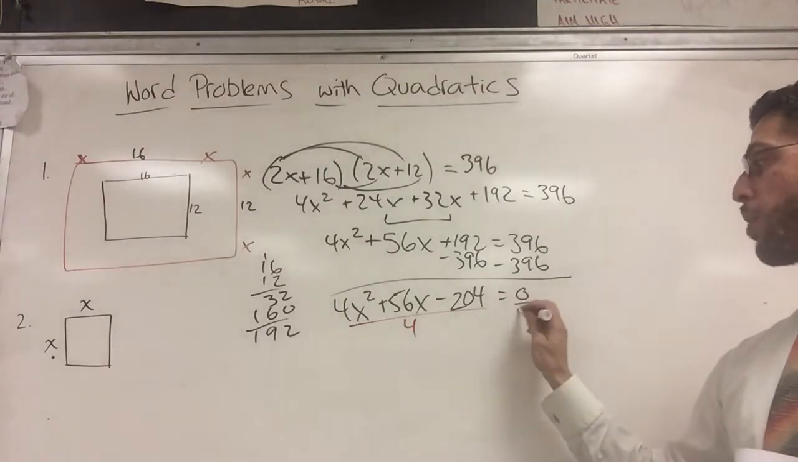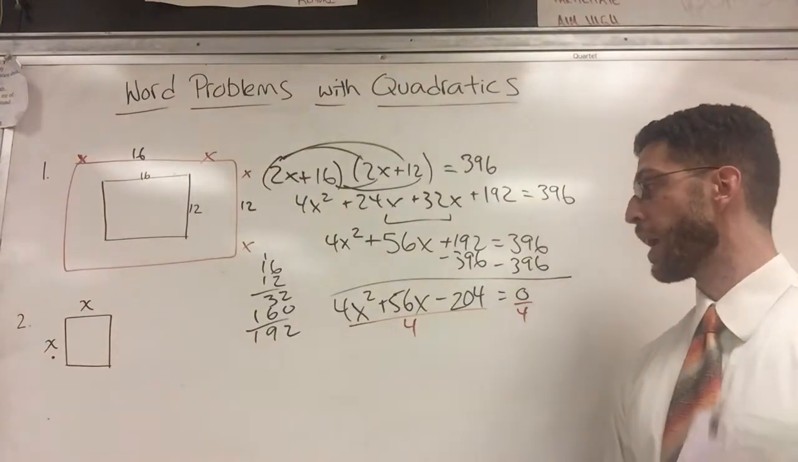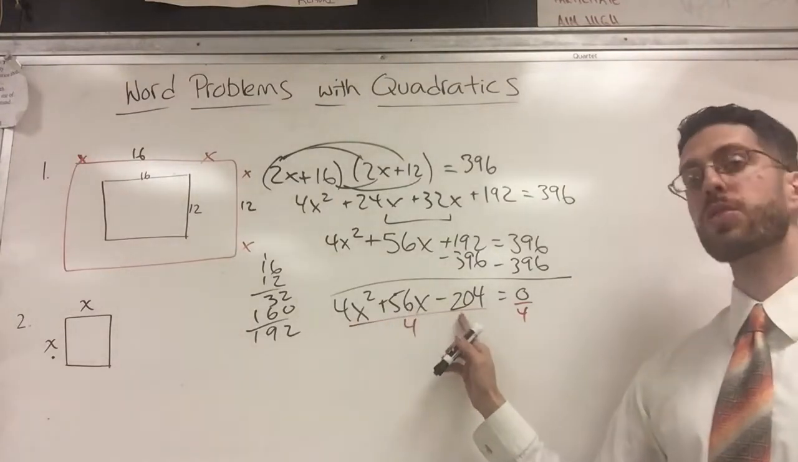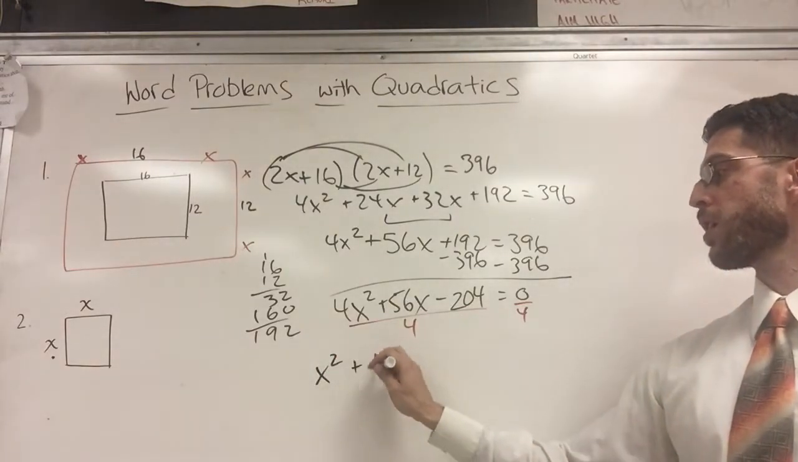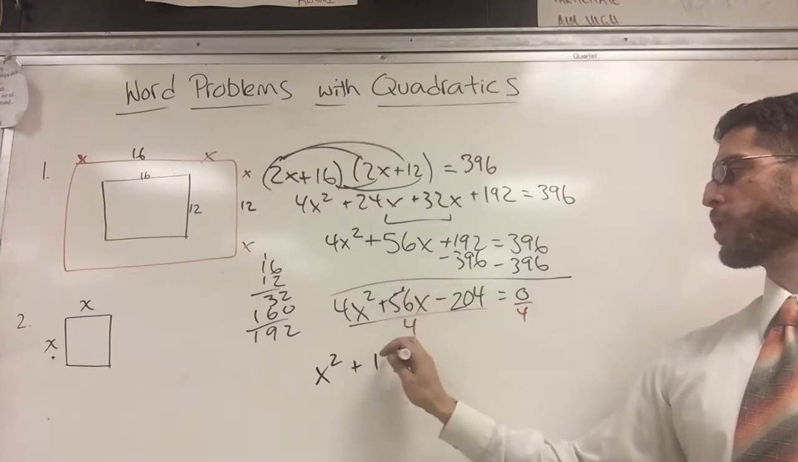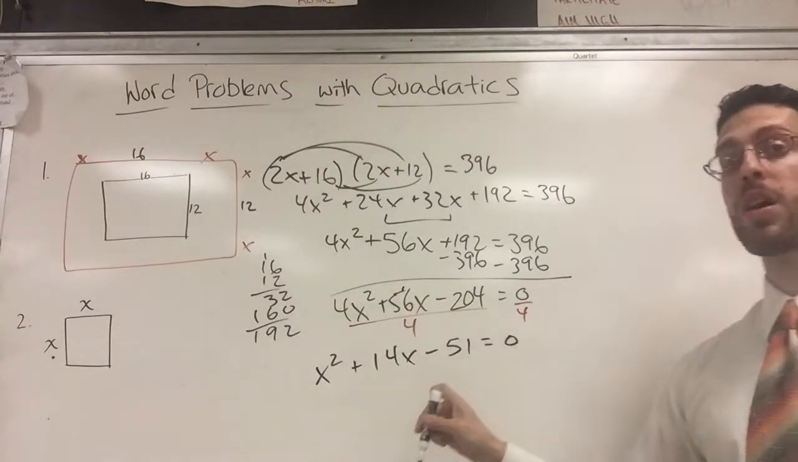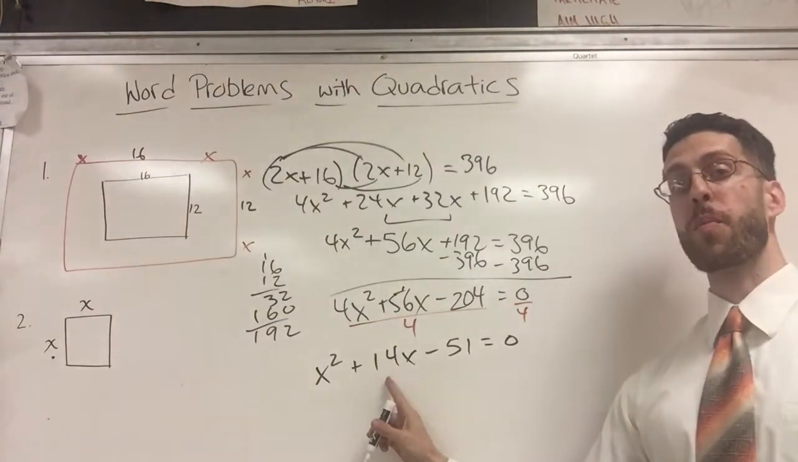You can divide by 4 on both sides. If they're all divisible by 4, I'm actually not sure yet. I know this for sure is divisible by 4. Yes, I know this, and it looks like this is also. So I'm going to get x squared plus 14x minus 51 equals 0. And now we can factor this using the sum product method.